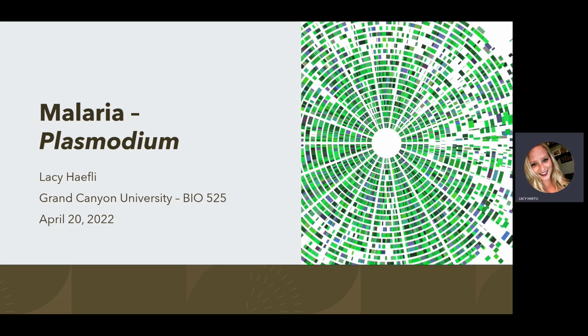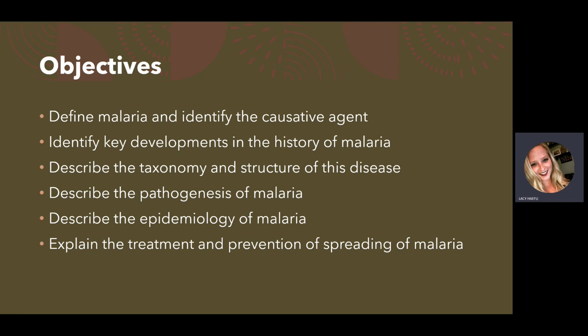Today, I'm going to be talking to you about malaria, specifically Plasmodium. So, our objectives today include defining malaria and identifying the causative agent. We should also be able to identify key developments in the history of malaria, then describe the taxonomy and structure of this disease, describe the pathogenesis of malaria, the epidemiology of malaria, and then explain the treatment and prevention of spreading of malaria.